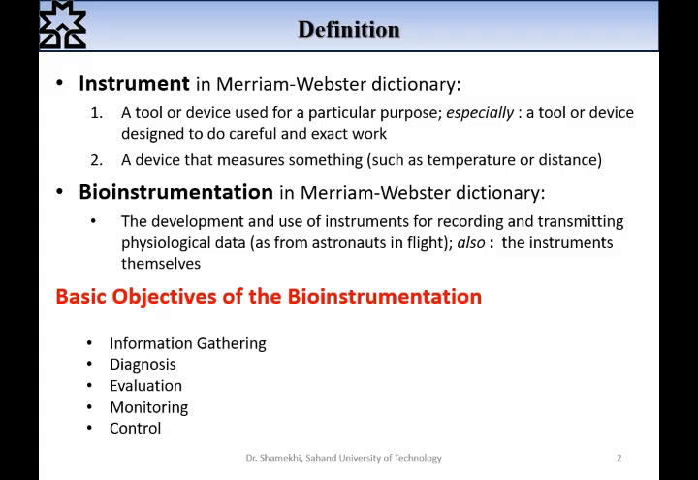A tool or device used for a particular purpose, especially a tool or device designed to do careful and exact work. As you can see, we are talking about some exact work here to have an instrument. In another definition, an instrument is a device that measures something such as temperature or distance.